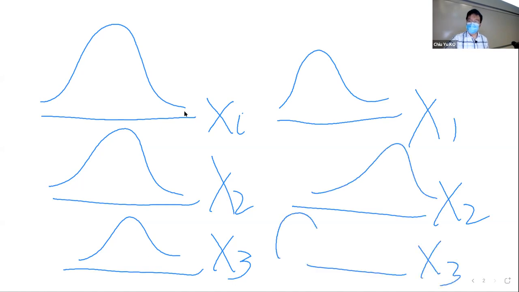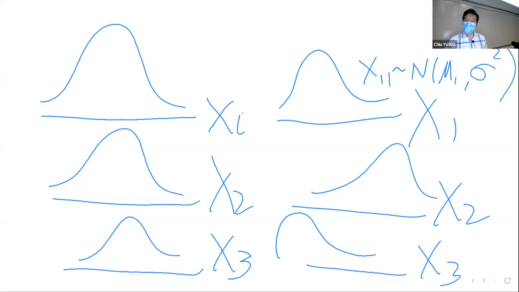X3 maybe doesn't look the same, but all are bell curves, okay? So that is the meaning of X1 has a normal distribution, X11 has a normal with mu1 and sigma. And the one thing you will see later is that even though they're drawn from different means, we assume that they have the same variance. That means all the observations are drawn from the same bell curve, but a different location bell curve.